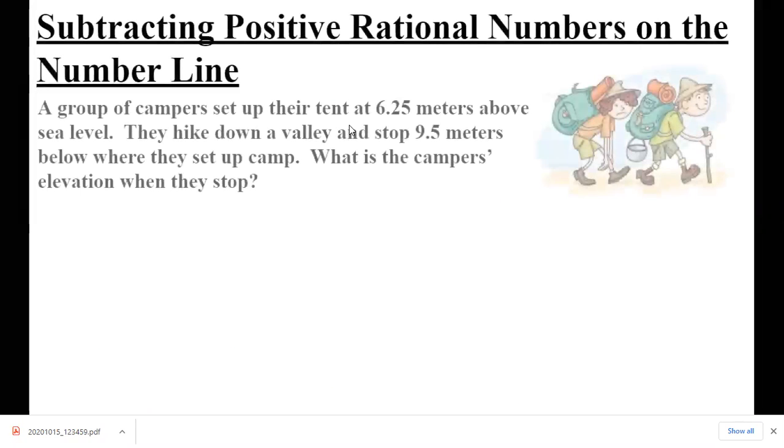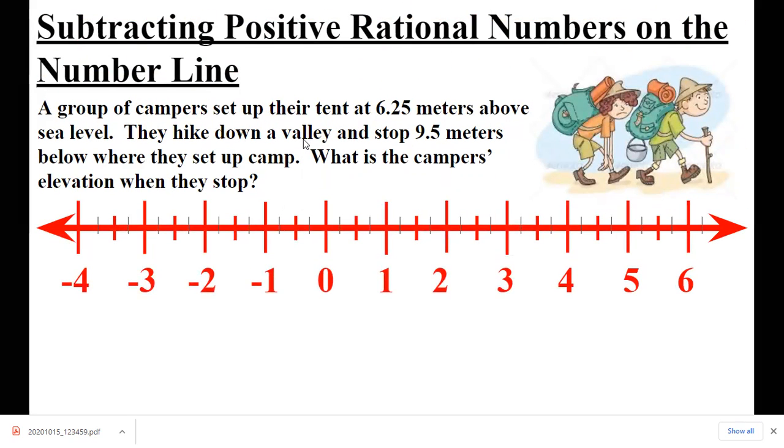Try this some more. A group of campers set up their tent at 6.25 meters above sea level. They hiked down a valley and stopped 9.5 meters below where they set up camp. What is the campers' elevation when they stop? There's our number line. Again, it looks like the last one. It's divided into quarters, or 0.25s. Start at 6.25 where the hikers began. Where's 6.25? Way over here, right? On this little mark right here.